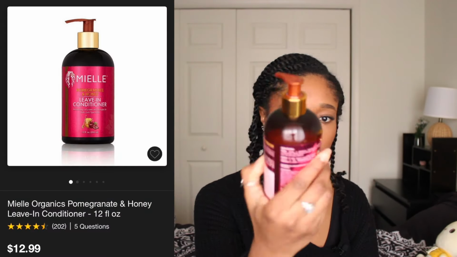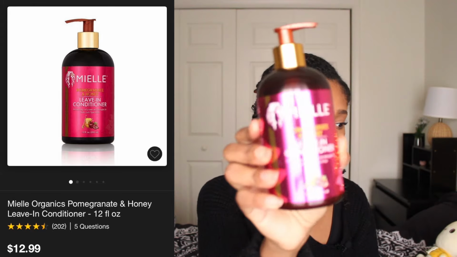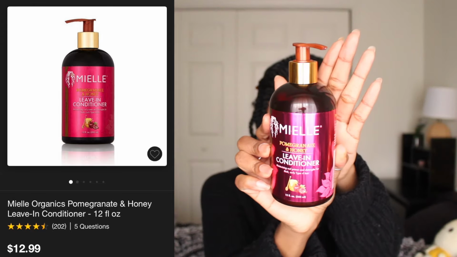So I highly recommend using the L.O.C method for high porosity hair. I can show you an example of what I used for this particular hairstyle. So for my L, of course, I used water, and then I used this leave-in conditioner. This is the Miel Pomegranate and Honey leave-in conditioner. Very, very moisturizing product, lots of humectants. So I use this, and then of course I have my water.